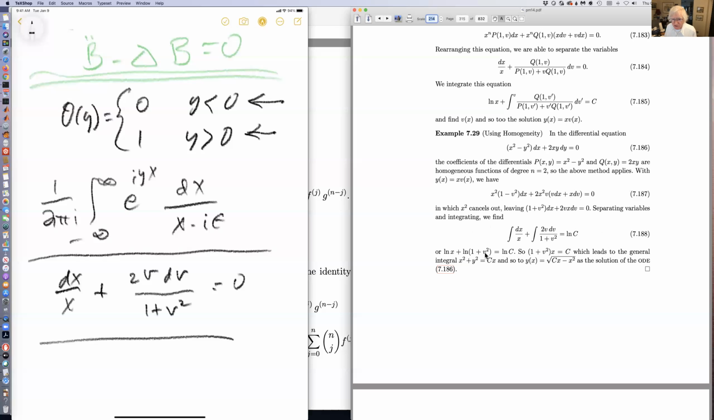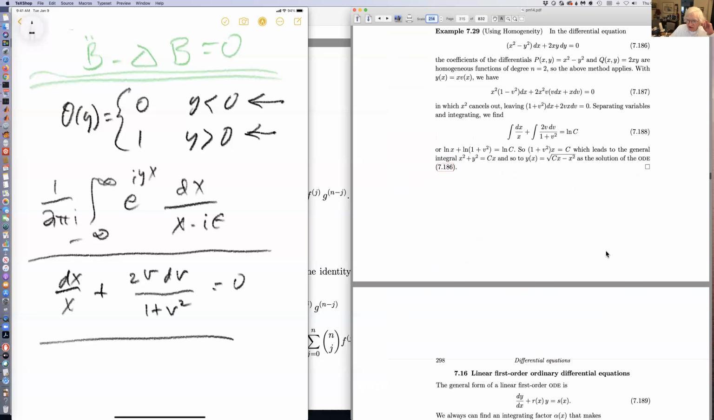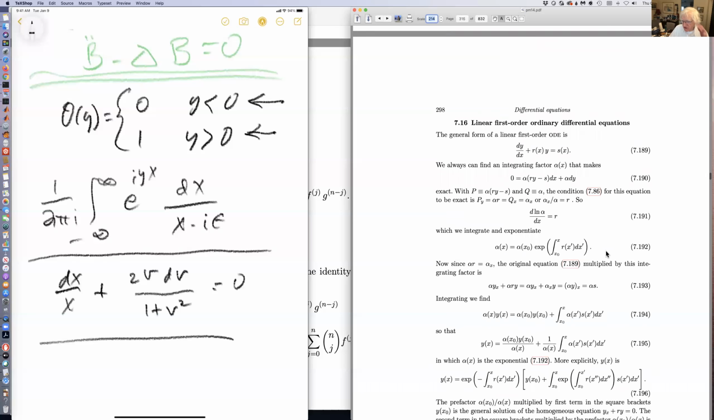Well, that just tells you that x times this is another constant, which is c actually. And so then remember that if you multiply both sides by x, you get x squared here, but you get xv squared, but xv is y, so you have 1 plus y, x squared plus y squared is cx, and you solve like that. So that's how that works.